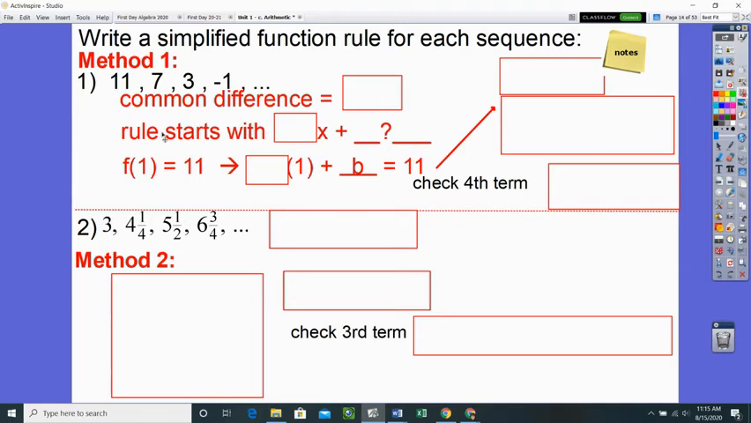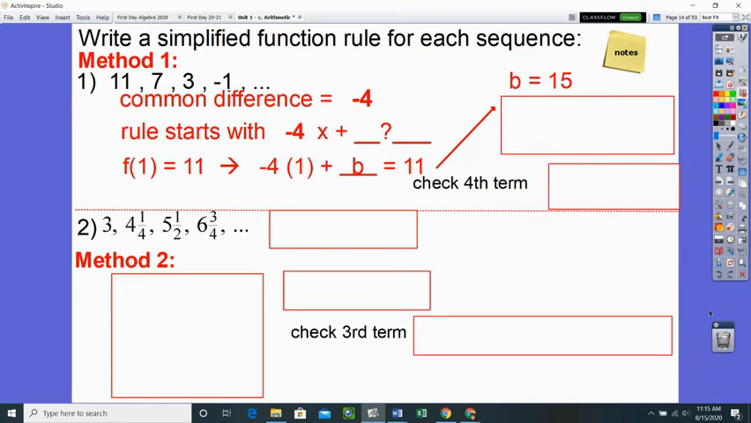Okay, so let's see how you did. What was the common difference? Did you get a -4, which means that's going to go in front of the x. And now I'm trying to figure out, what do I have to do to adjust it? So if I was to put 1 in for x, I would have -4, but I need 11. What number do I combine with -4 to get 11? That's sort of the question. And did you get that it would be 15? 15 plus a -4 would give you a positive 11.